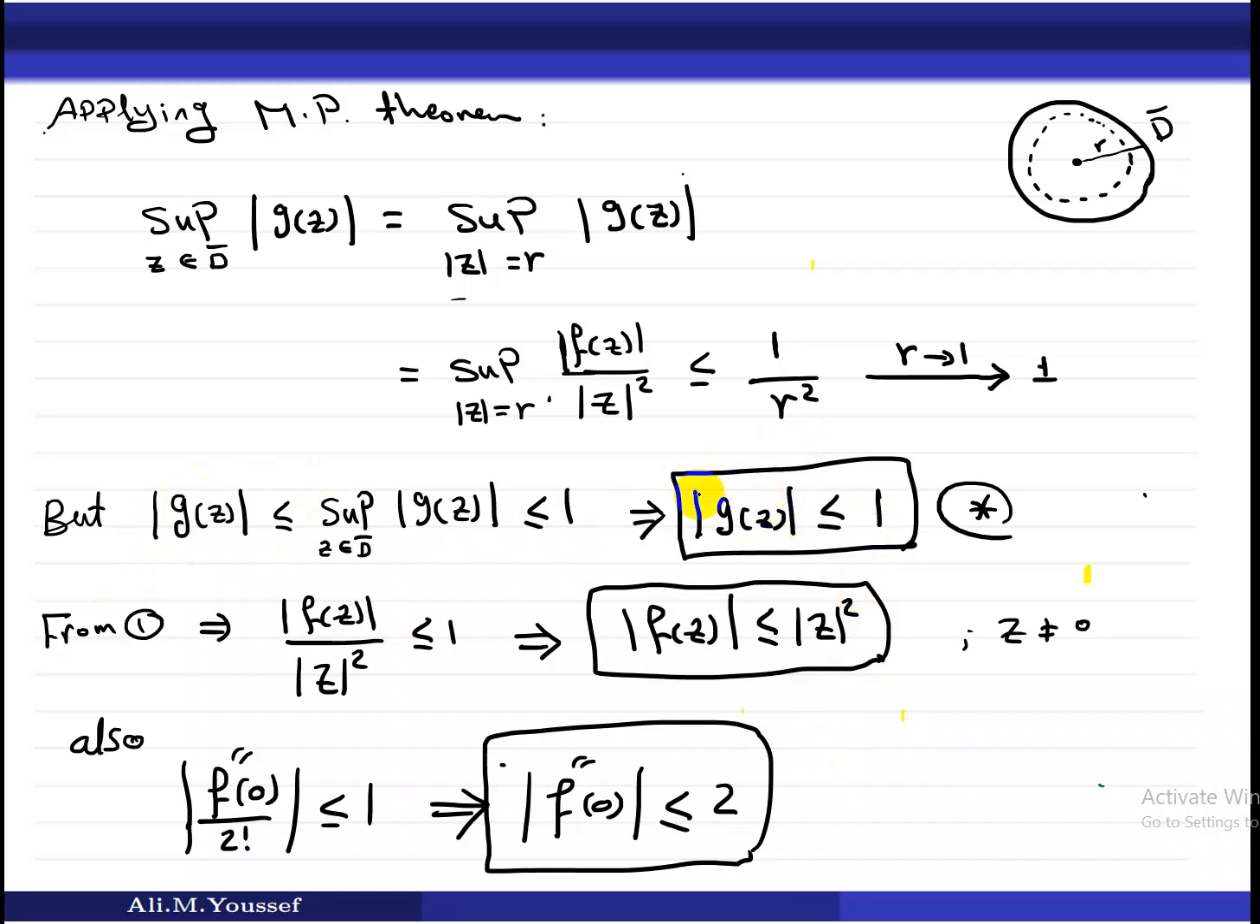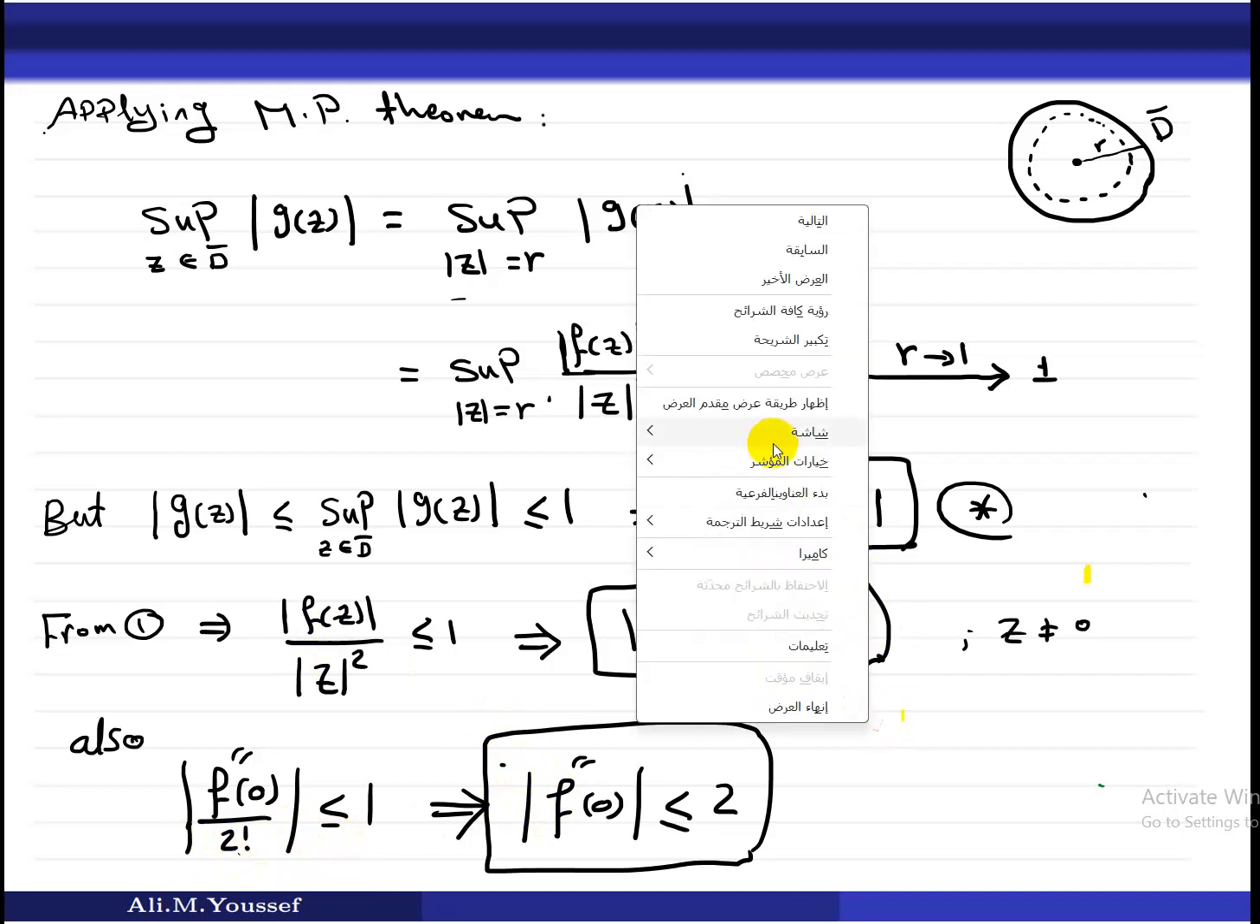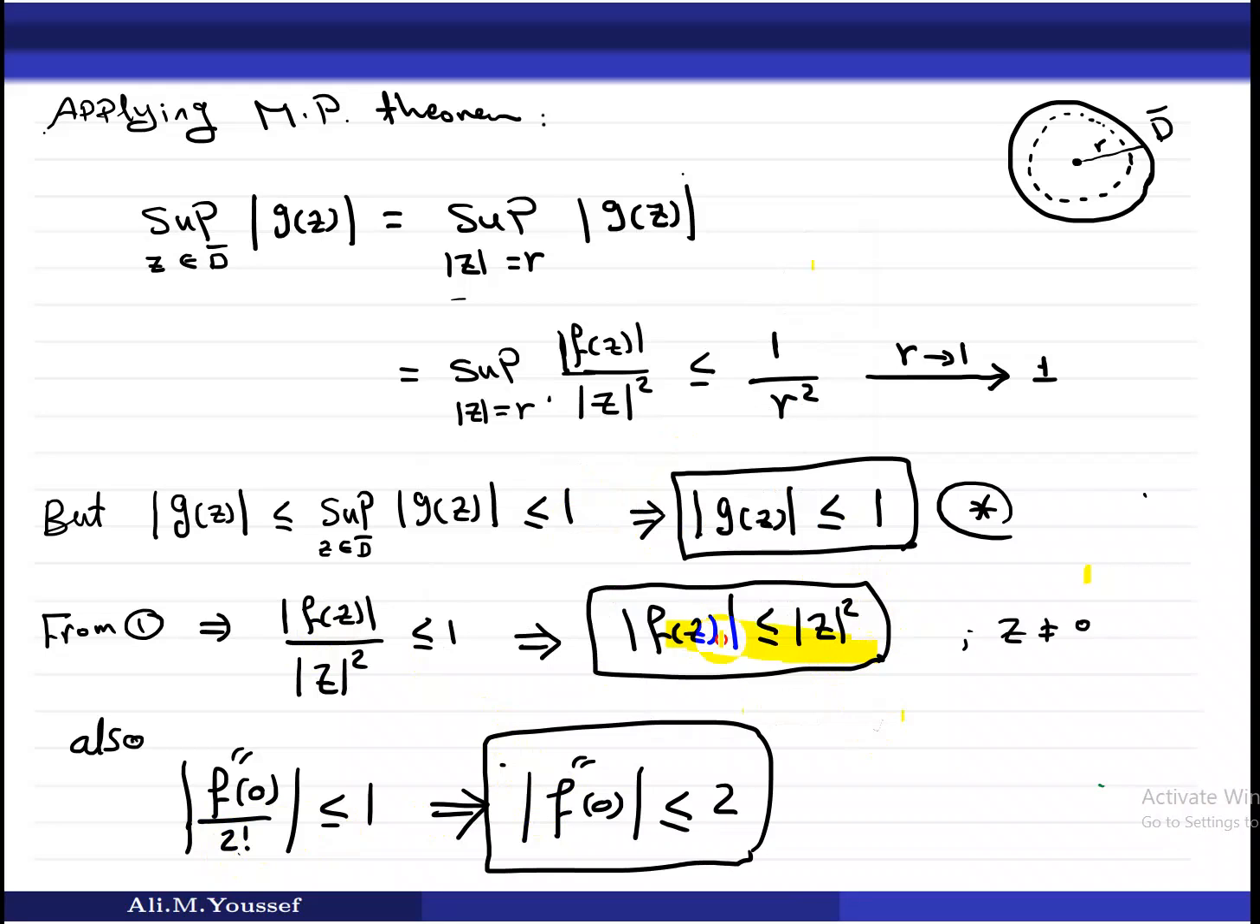Go back to the definition of the function g. We have g is f of z over z squared. So the modulus of f of z over z squared is less than 1, and f double prime 0 over 2 factorial is less than 1. Be careful, here it's not over 1. Here f double prime is less than 2, not 1. So we have modulus of f of z less than or equal to modulus of z squared. This is Schwarz lemma for this case.